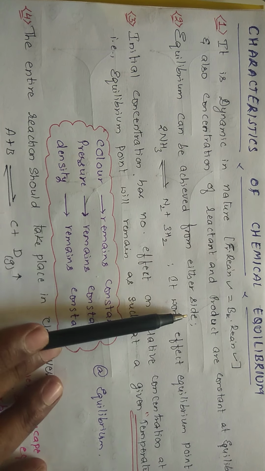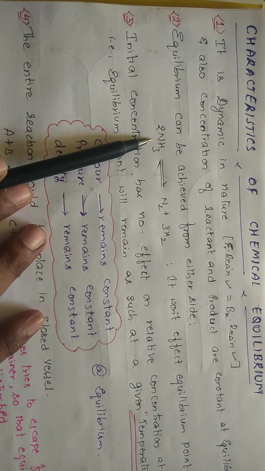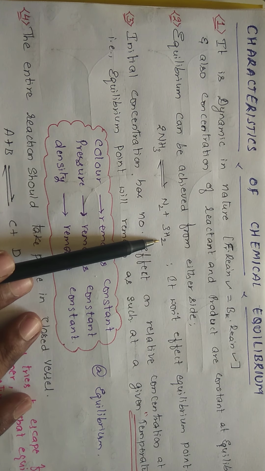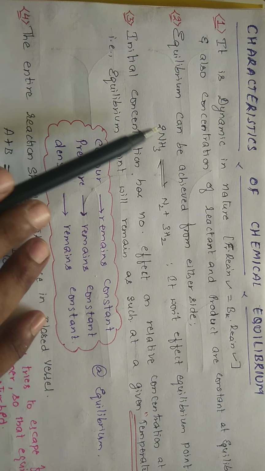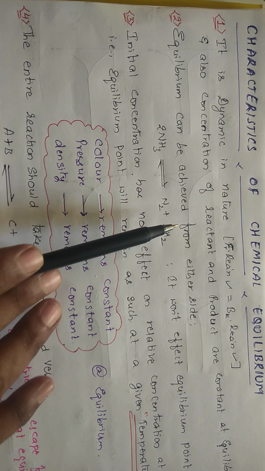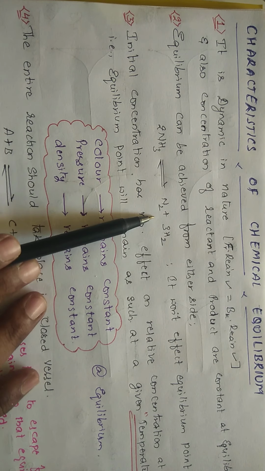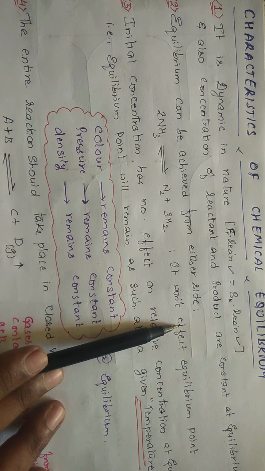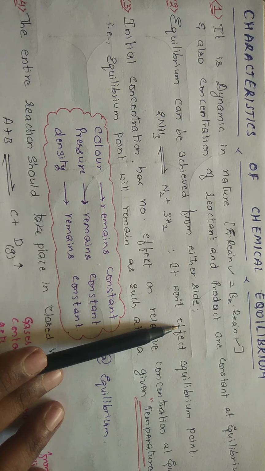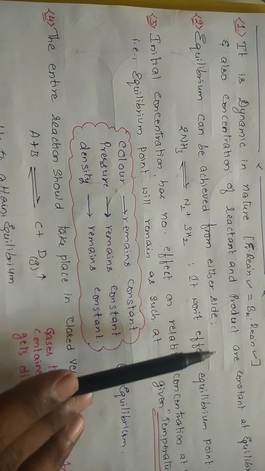Equilibrium can be achieved from either side. So you see, this is generally the product that is formed from these two, and you can get these two also from NH3. Reactant gets converted into product, and product gets converted into reactant. From whichever direction you see, the equilibrium point will not be affected. The equilibrium point will be constant from whichever direction you take, whether forward or backward.